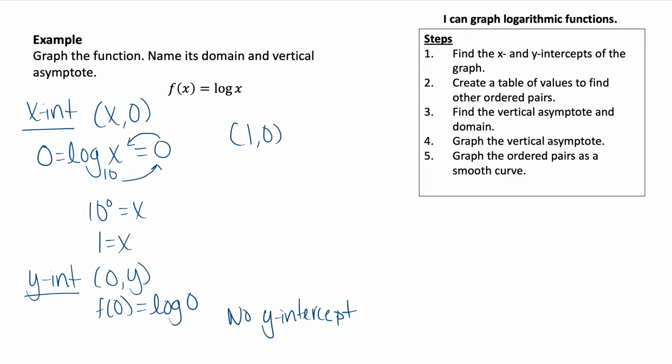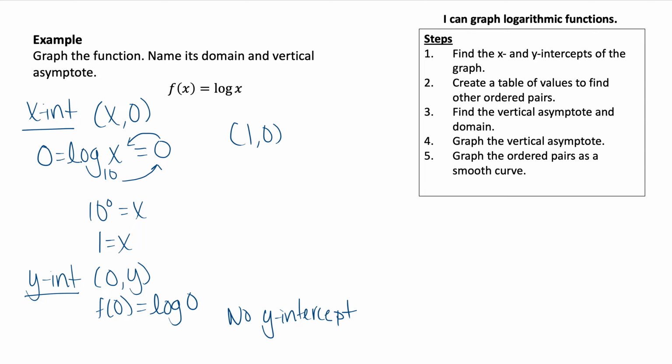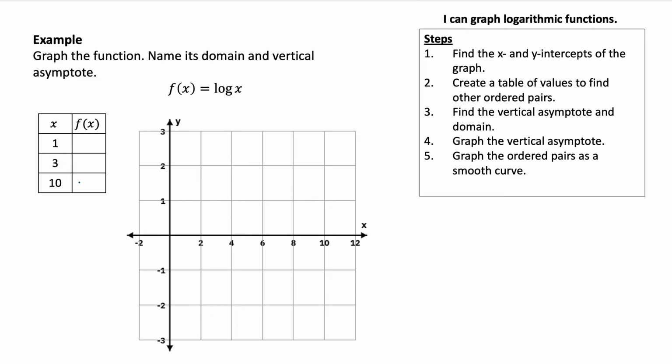Now let's go to the next step and fill in a table of values. The first value is x equals 1. Well, we already found that. That is actually the x-intercept of our function. So at x equals 1, y equals 0.